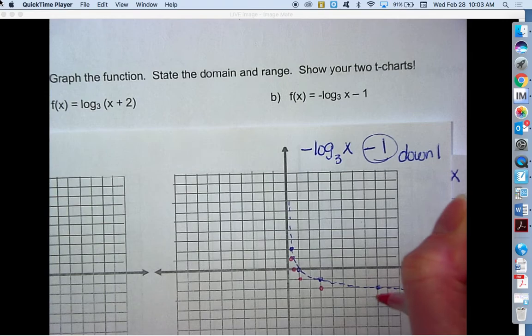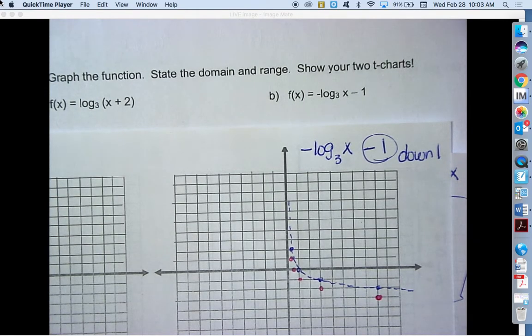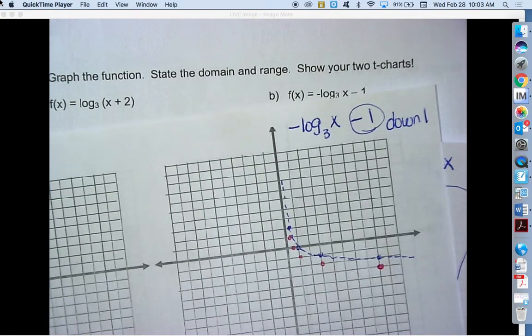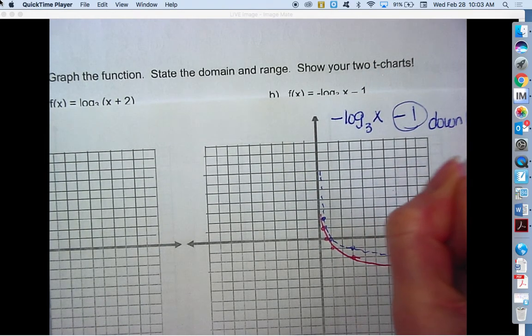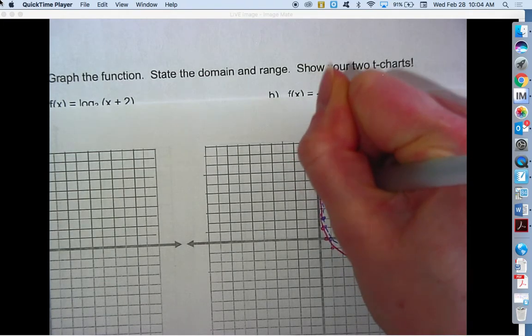It's not moving left, it's not moving right, because there aren't parentheses attached to x. So the new graph should look exactly the same. It just has shifted down 1.